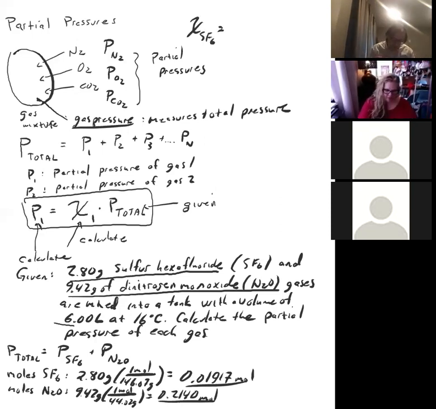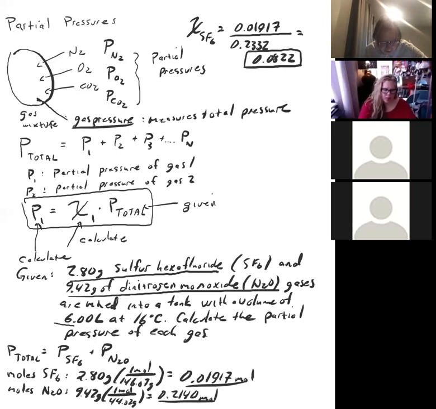The mole fraction of SF6 is 0.01917 divided by the total number of moles. The total would be 0.01917 plus 0.2140, so that's 0.2332. So there's your mole fraction there. So 0.01917 divided by 0.2332. That's 0.0822. That's your mole fraction of SF6.